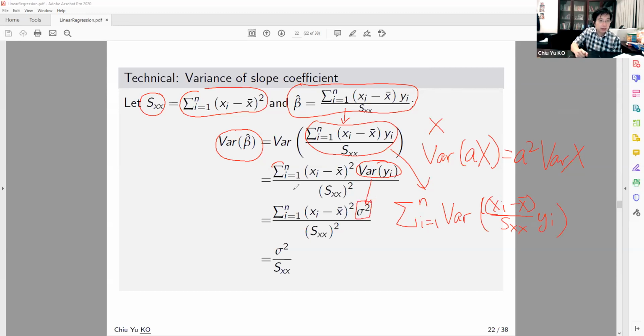Okay, and the next step will be, this is exactly Sx6, so it cancels out. So that's what you're left with here. It's very clean. It's sigma squared over Sx6. Is that a question?